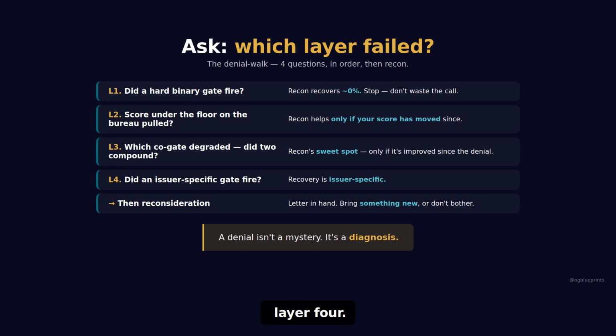4. Layer 4. Did an issuer specific gate fire? No relationship at US Bank, the AmEx 3x ceiling, a Citi cut? Recovery there is issuer specific, and then only then reconsideration with the decision letter in hand, asking what additional information will help you reconsider and actually providing it. Recon isn't magic. It's a layer 3 tool. Bring something new or don't bother.